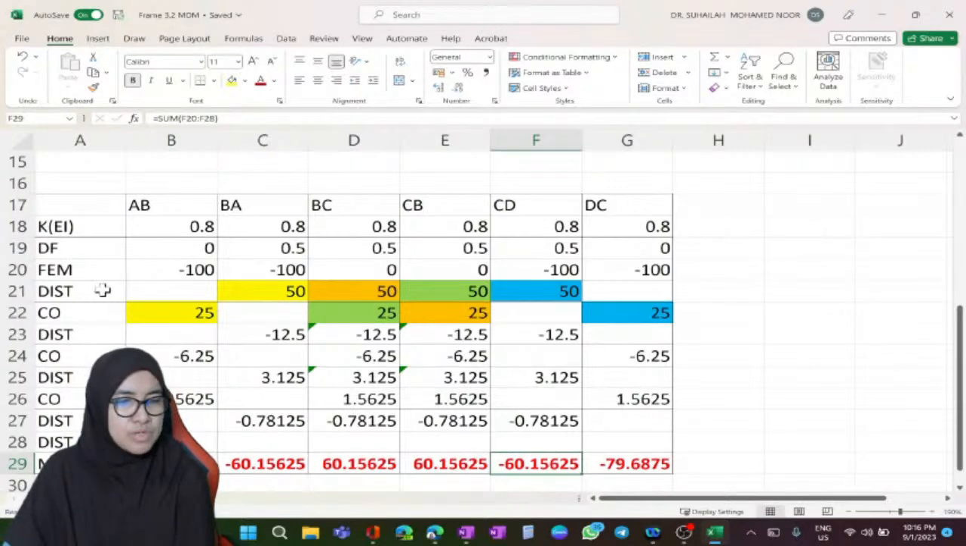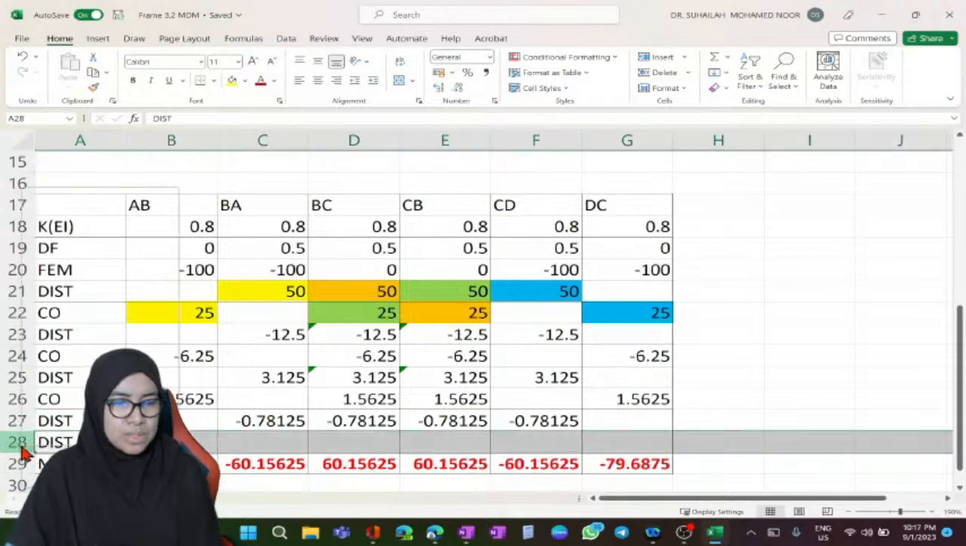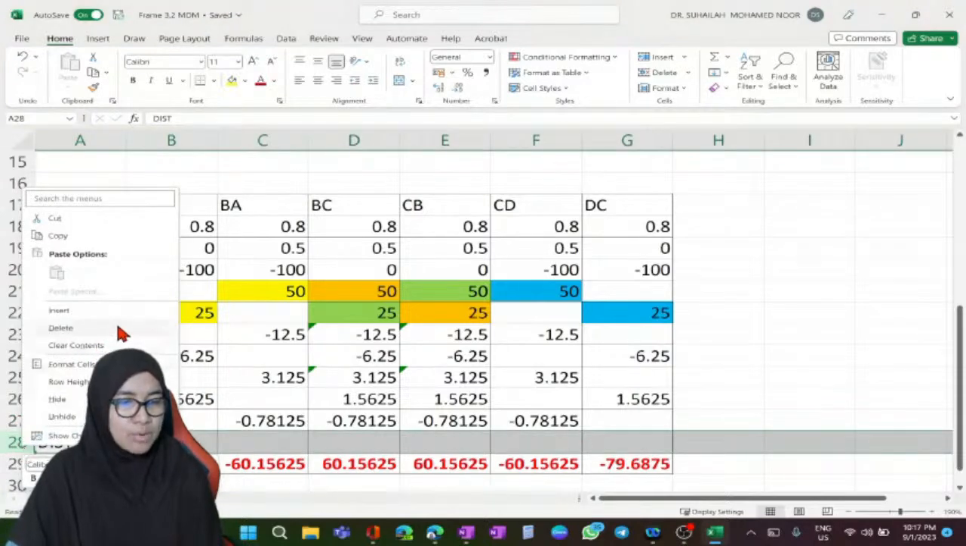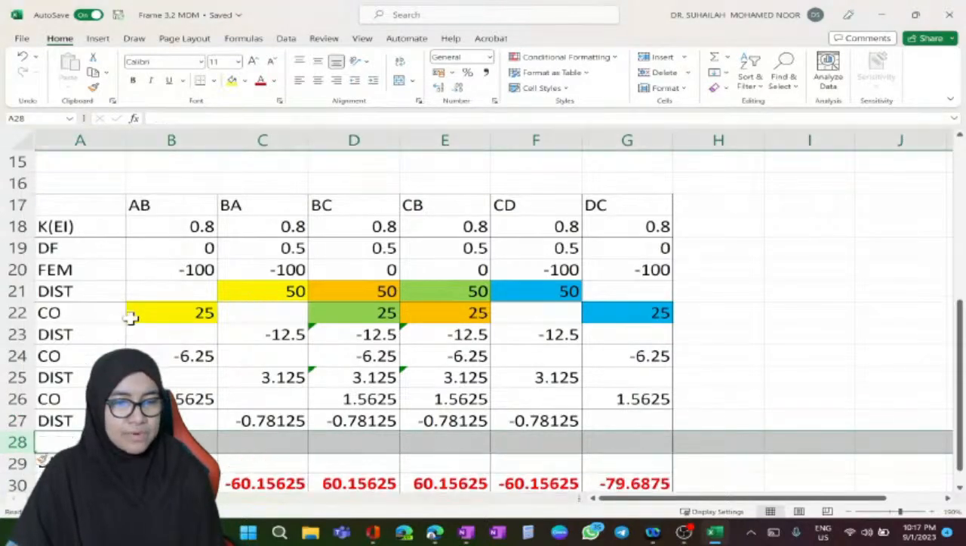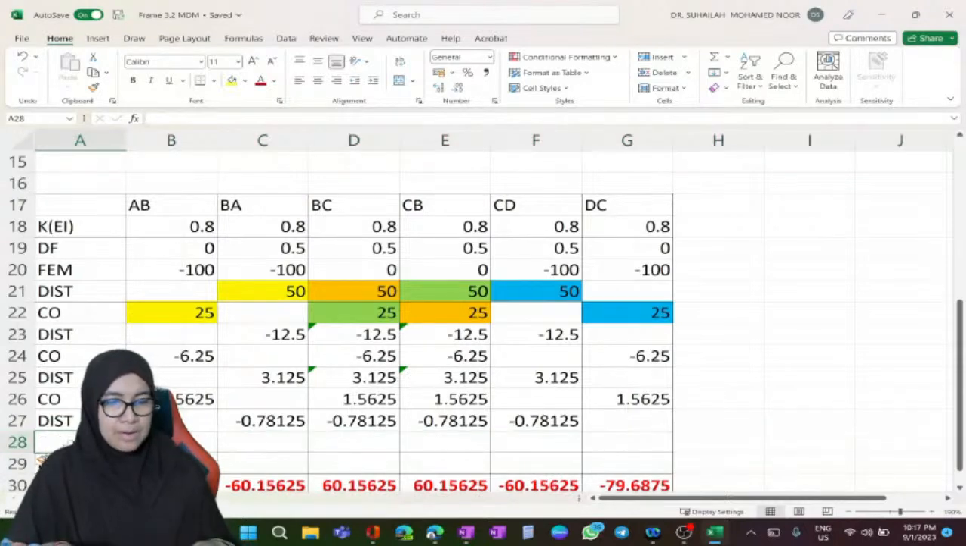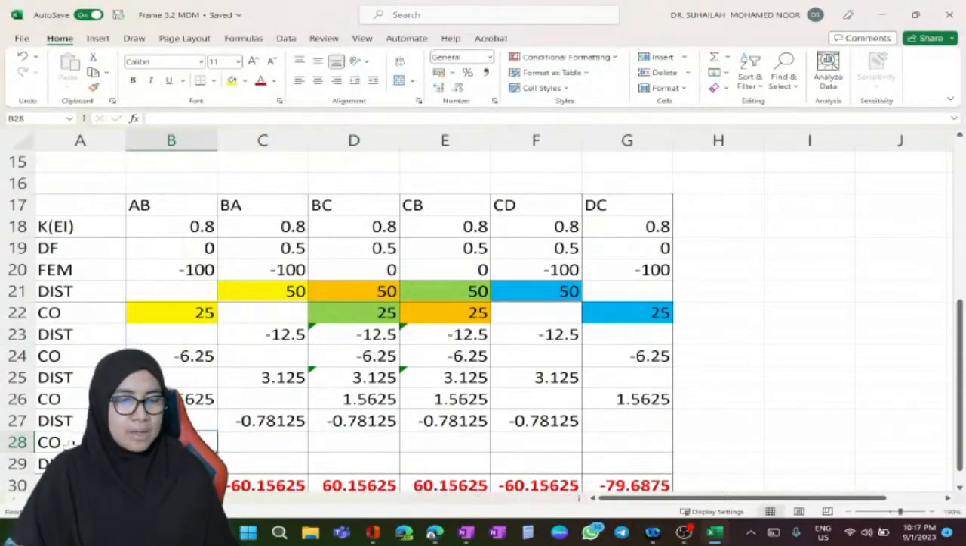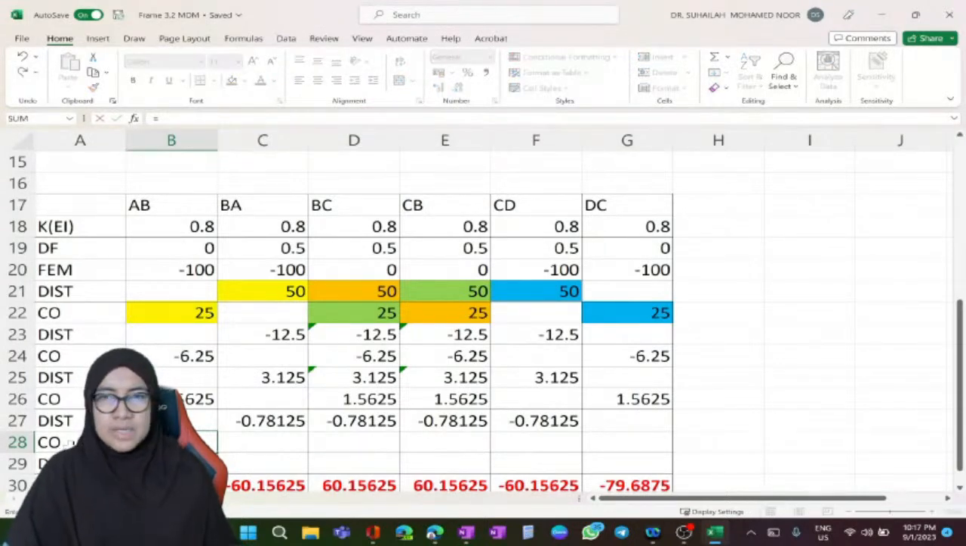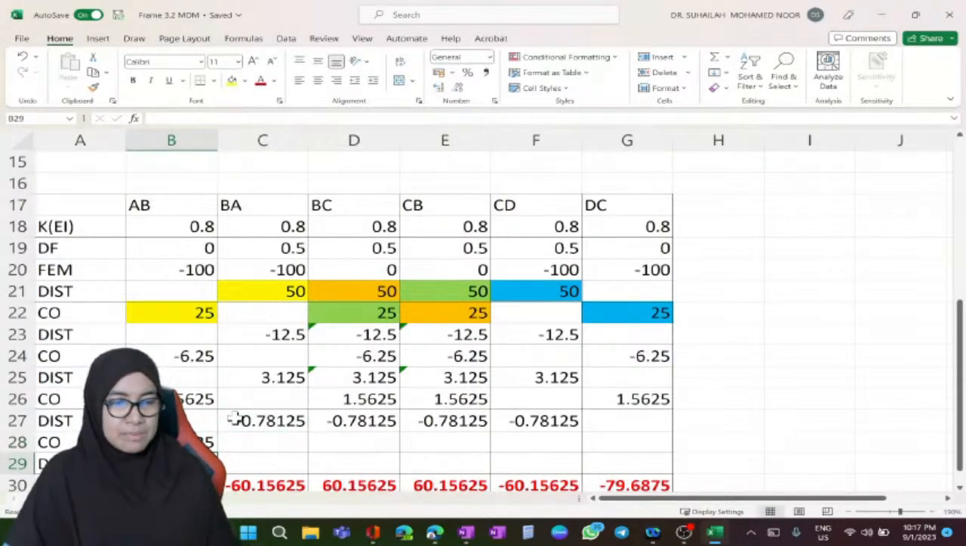So how many distributions? Distribution number 1, number 2, number 3, number 4. Now, distribution number 4. We will continue to the last distribution. Carry over first. This is carry over. We just use up to 3 decimal places in the table. I will format it later.